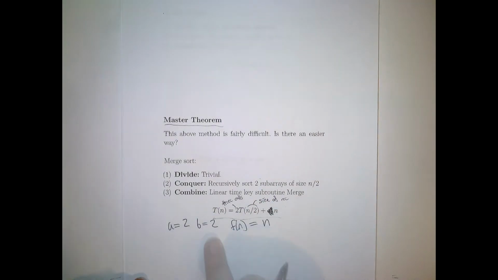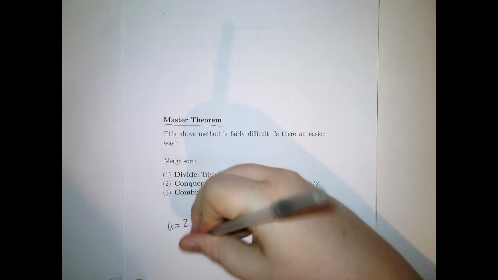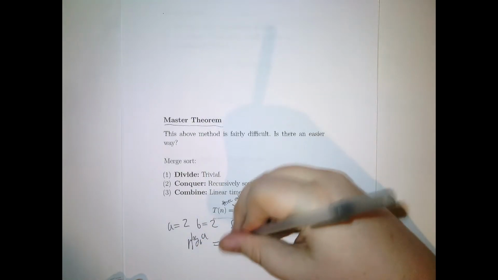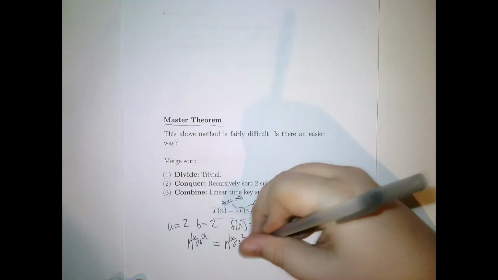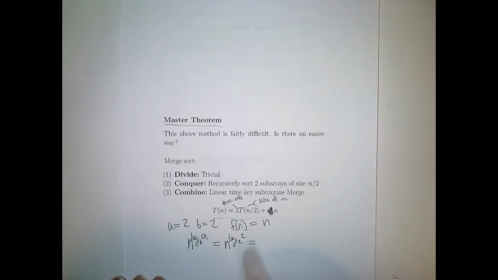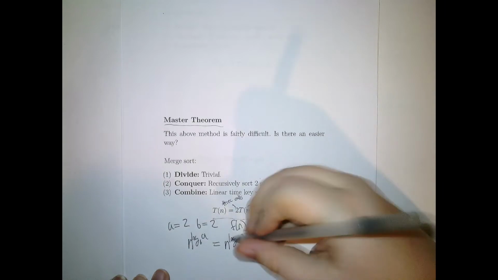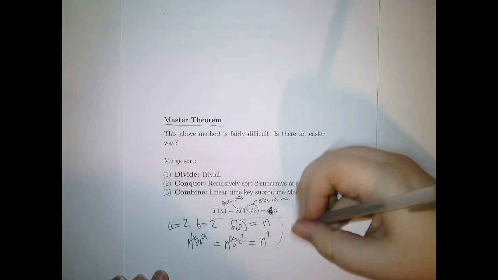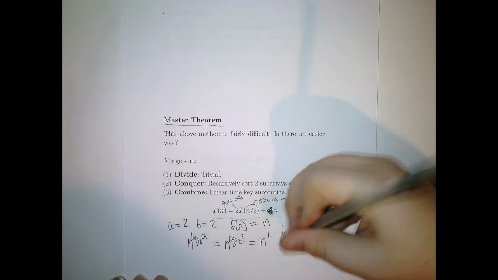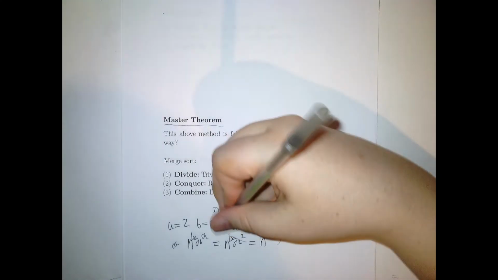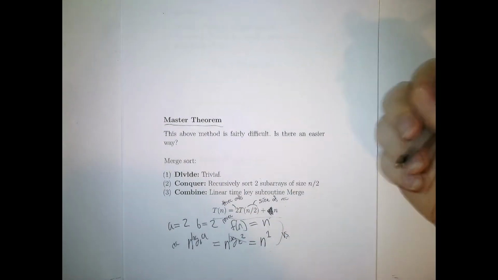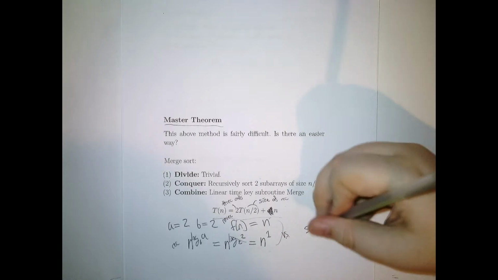And then once we have a and b, we need to figure out what n to the log base b of a is. n to the log base b of a will be n to the log base 2 of 2, which we saw in the previous set of notes. Log base 2 of 2 is just 1. So in this case, which is bigger, the recursive runtime or the non-recursive runtime? This is the recursive, this is non-recursive. Well, actually, they're both n to the 1, right? Actually, the same.